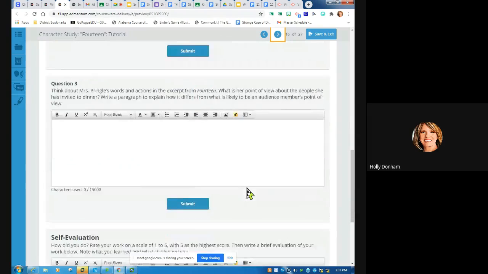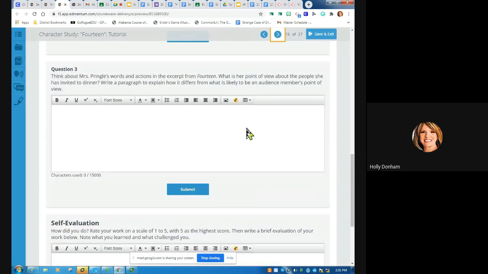And then question number 3, think about Miss Pringle's words and her actions. What is her point of view? How does she feel about the people she has invited to dinner? And write me a paragraph to explain how it's different from what is likely to be your point of view, okay? So you're going to compare her point of view about the people she invited to your own point of view because you're an audience member.